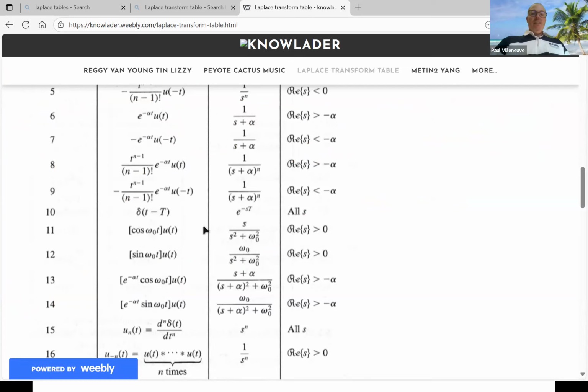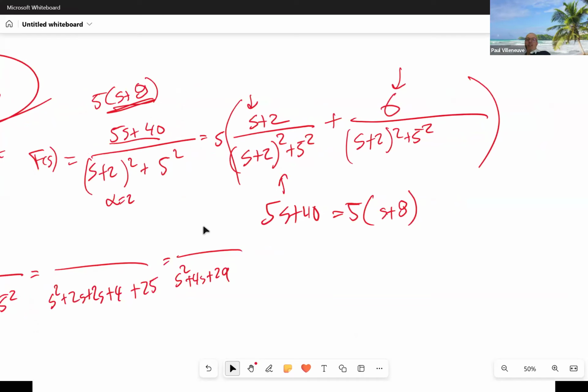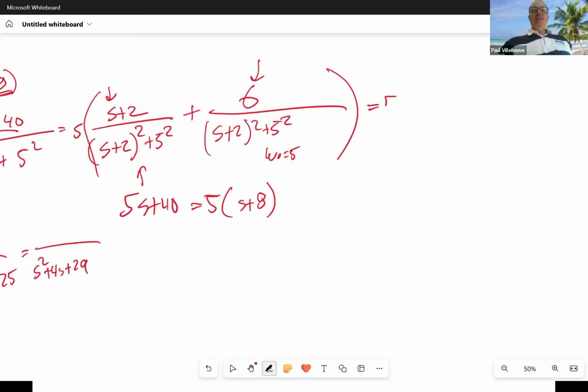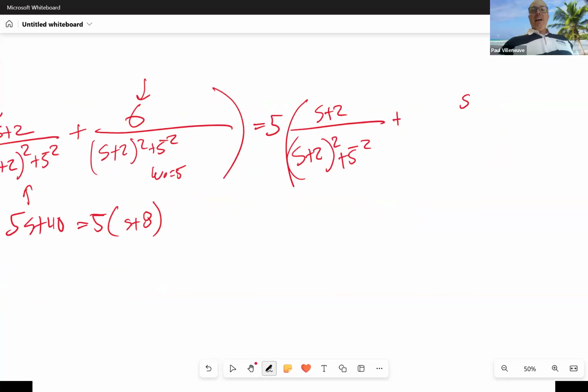But the other one has to be tweaked a little bit because it's not alpha in the numerator, it's omega. And what we know is omega is equal to 5, right? So what we have to do is another modification. Here's s plus 2 over s plus 2 squared plus 5 squared plus I need to have a 5 over here, right?